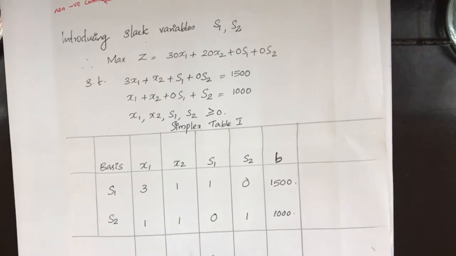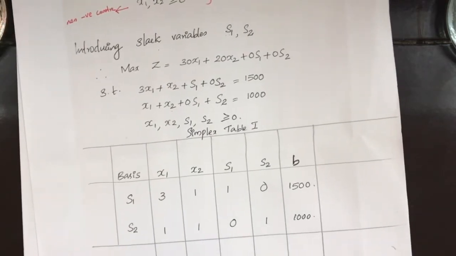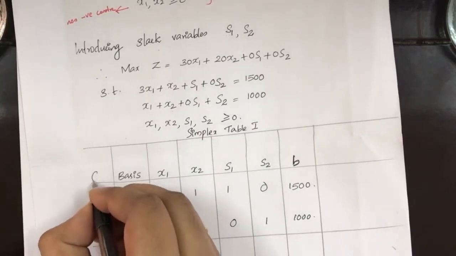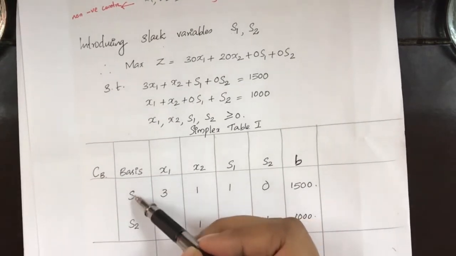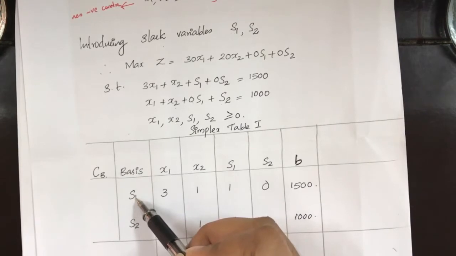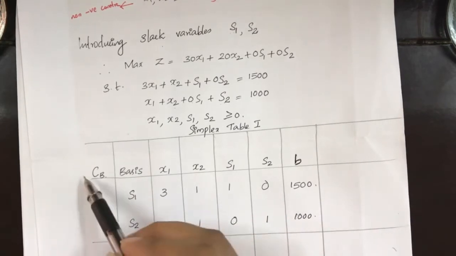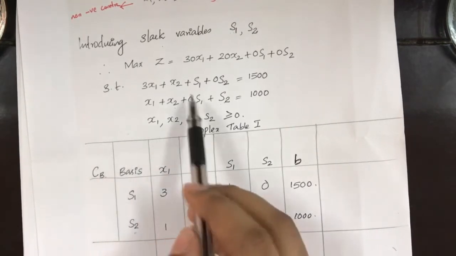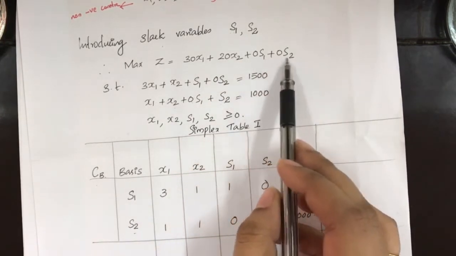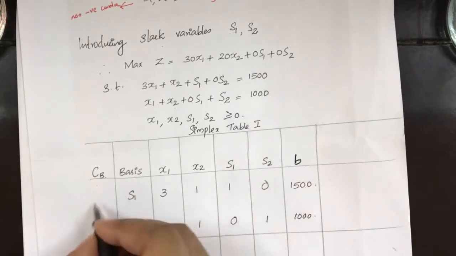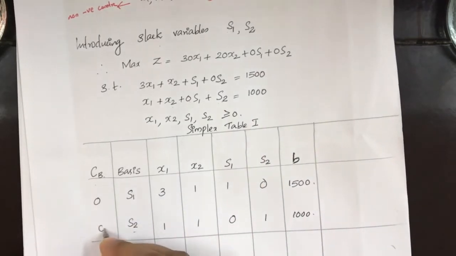Okay. Then here I am writing the cost of the basic variables. Basic variables are S1 and S2. Their cost can be obtained from our objective function. What is the coefficient of S1 and S2 in the objective function? 0, 0. So the cost of the basis is 0.